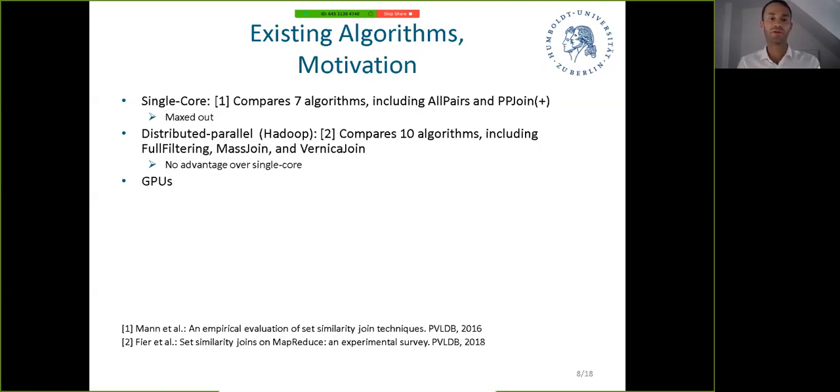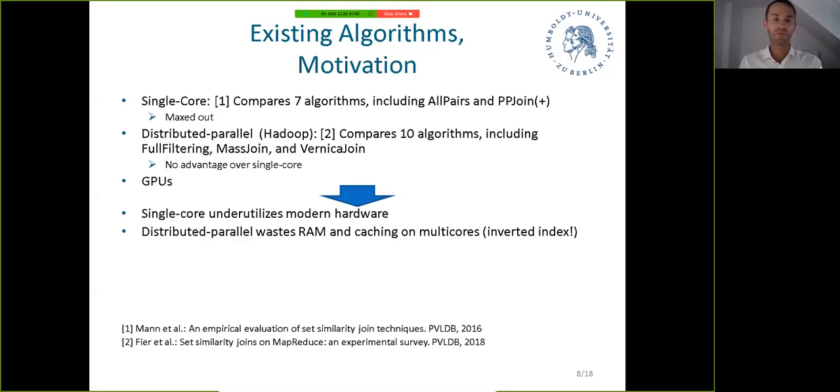There's also a line of research in the direction of GPUs. So single core underutilizes modern hardware, obviously. We have multi-core hardware today, and distributed parallel approaches potentially waste RAM and caching on multi-core systems. So when you think about the use of inverted indexes, which could be actually shared between executors, this cannot be done with Hadoop. So what's missing here is to have a look at multi-cores for this problem.